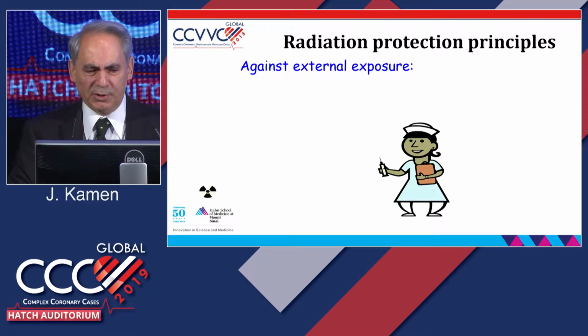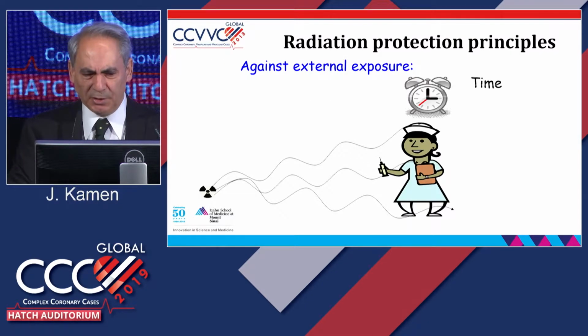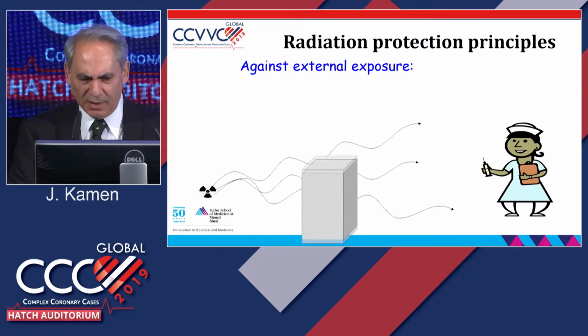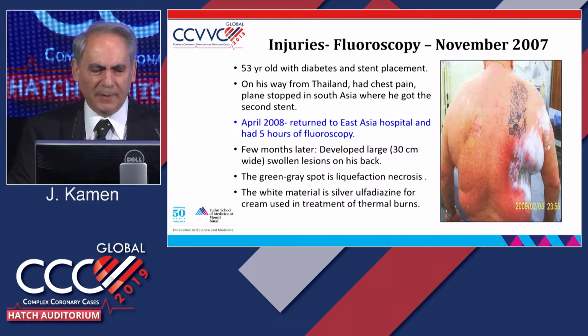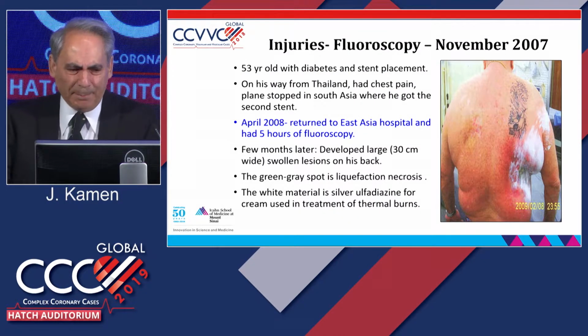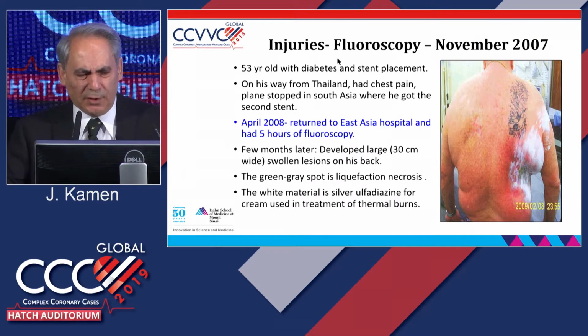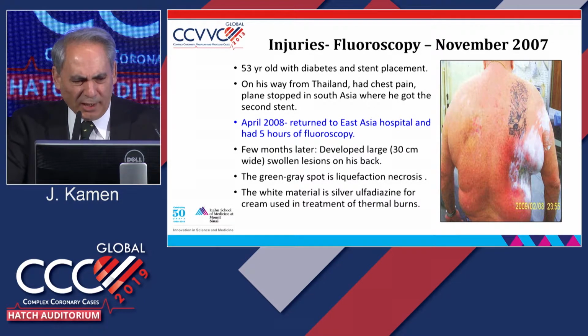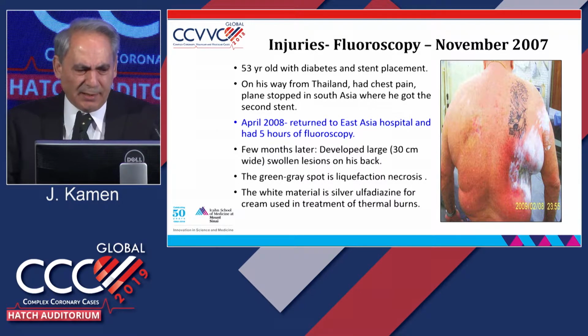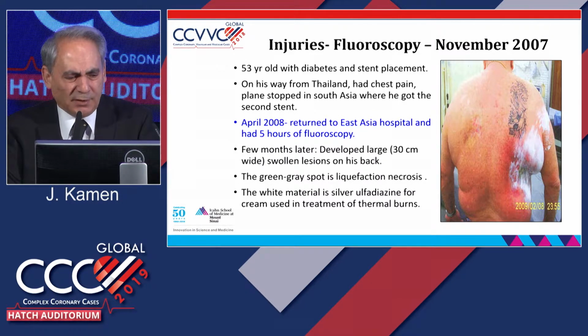Radiation protection principles, as I mentioned: time, distance, and shielding. Now, this happened in 2007. A 53-year-old diabetic, he had a stent replacement, and on the way back to Thailand, he had chest pain, and so he had another second stent. So he returned to East Asia Hospital for 5 hours of fluoroscopy.